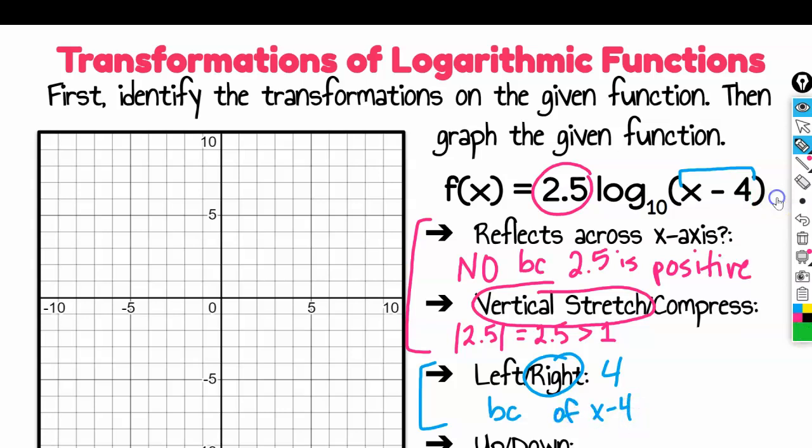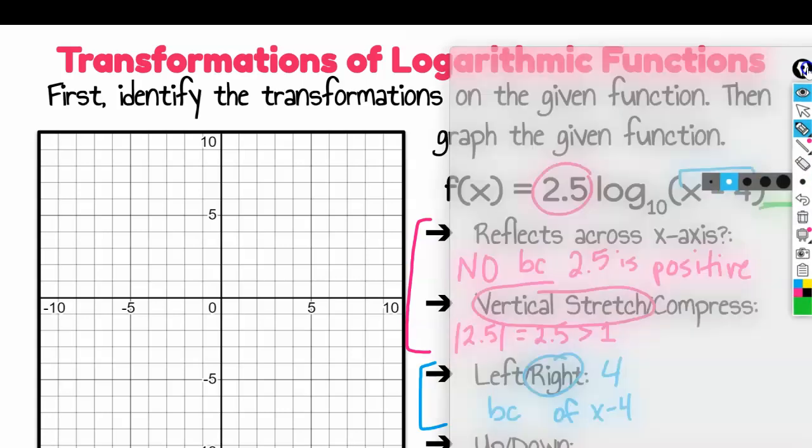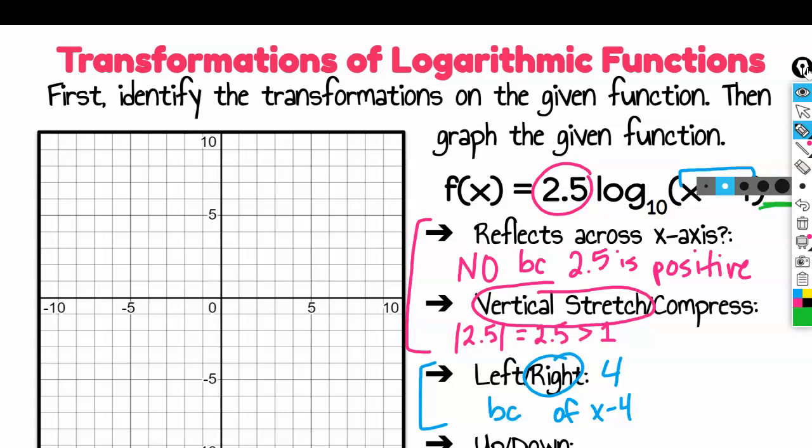And then finally, at the end, I don't see anything being added at the end. So for up and down, the answer is no. It does not move up or down because there is no k. There is no value being added on at the end outside of the parentheses.